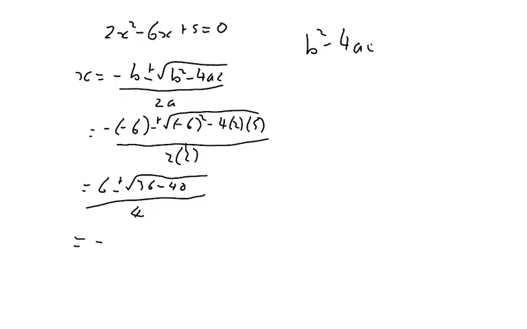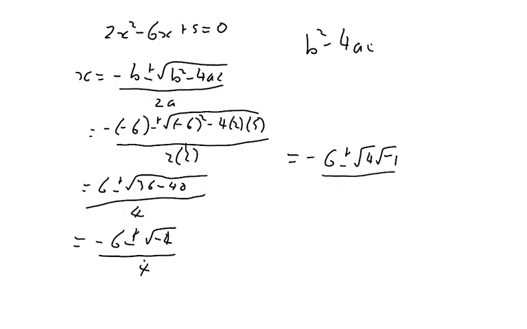So that equals -6 plus or minus the square root of -4 over 4. Now that equals here -6 plus or minus the square root of 4 times the square root of -1, over 4, equals -6 plus or minus 2i over 4. Now we're not finished here yet, because remember the square root of 4 is 2, the square root of -1 is i. Now we're left with -3 plus or minus i over 2.